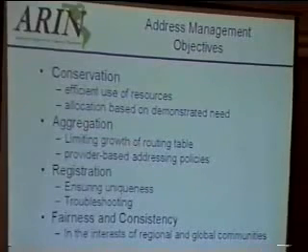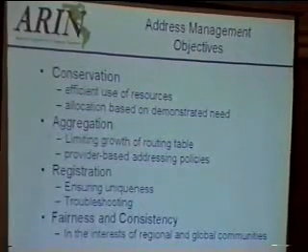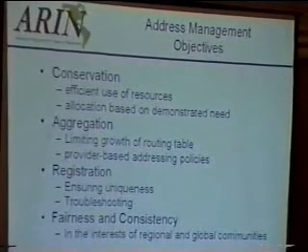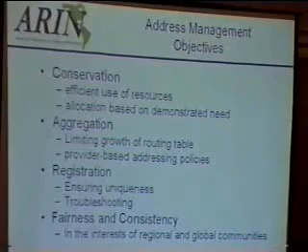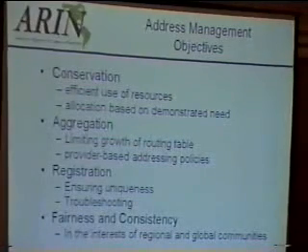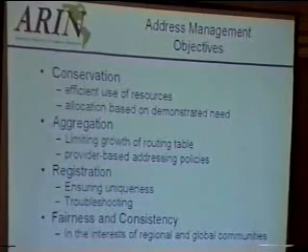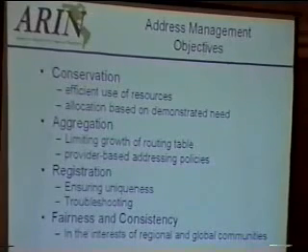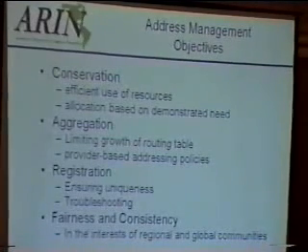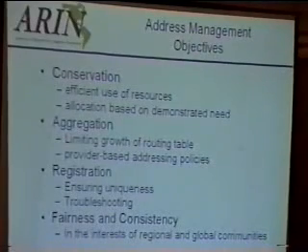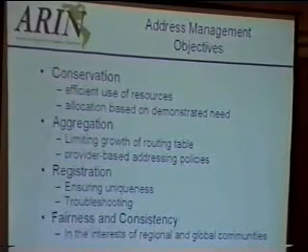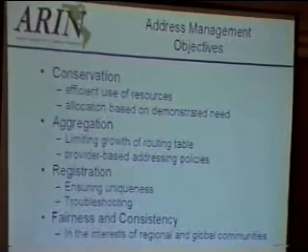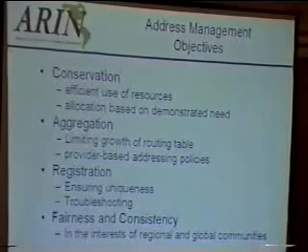Aggregation is also an objective, limiting the growth of the routing table and issuing provider-based addresses. There's some policies that are provider-based, specifically in the ARIN region, where our minimum allocation size is a /20. That plays into the objective of aggregation. Organizations will only be able to receive a /20 allocation from ARIN and not be able to receive /24s, /23s down the road like that. Hypothetically, although some argue that it's no longer the case, that limits the number of entries on the routing tables.